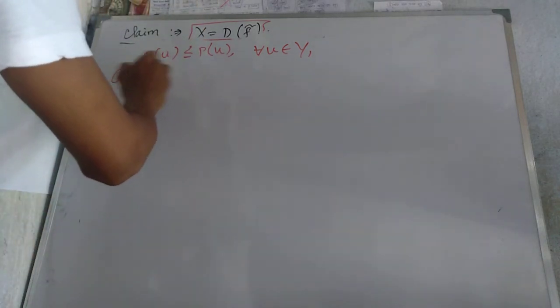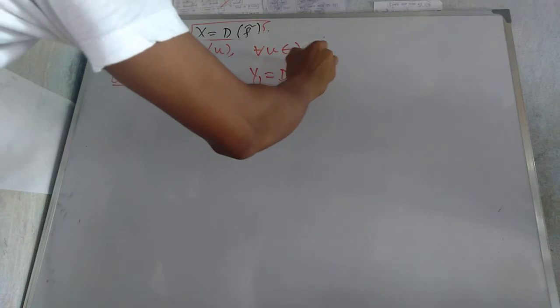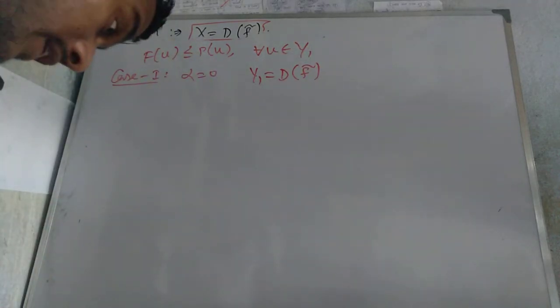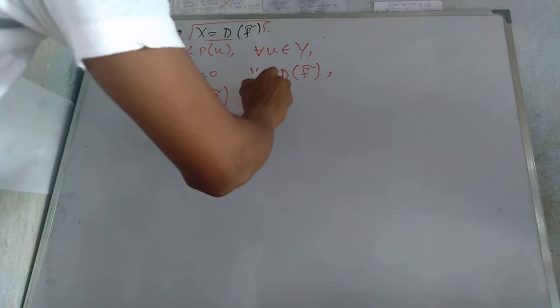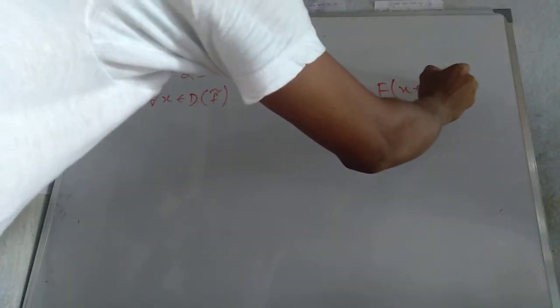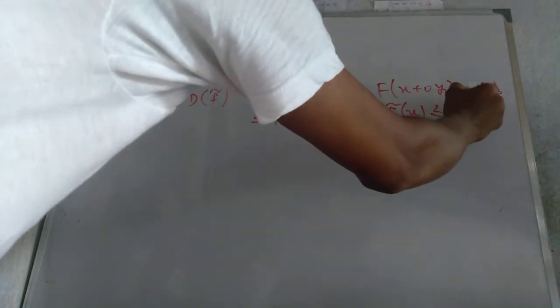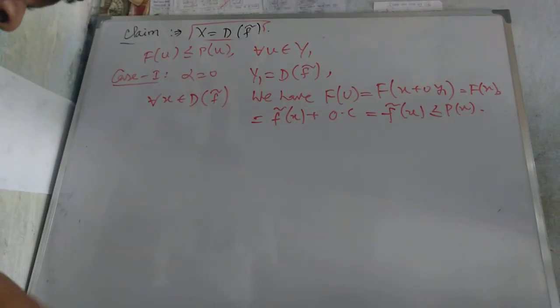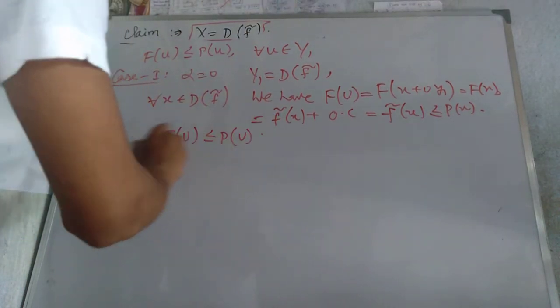Case 1, alpha equal to 0. If alpha equal to 0, then in this case y1 equals D of f delta, and for all x belongs to D of f delta, we have f tilde of u equal to f tilde of x plus 0 y1. This means f tilde of x equals f delta of x plus 0 c, equal to f delta of x, and less than or equal to p of x. This implies that f tilde of u is less than or equal to p of u in this case.